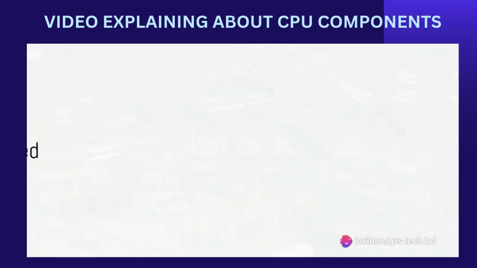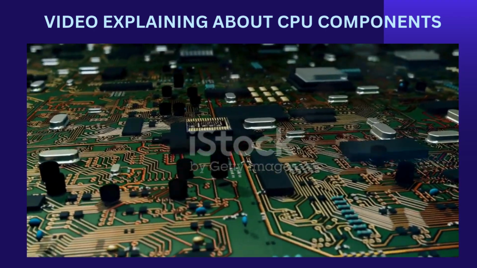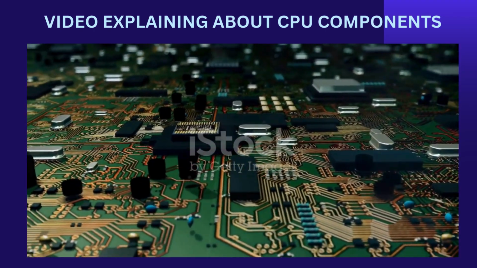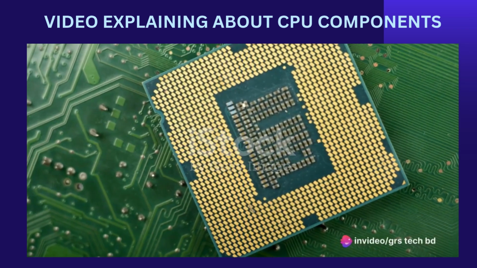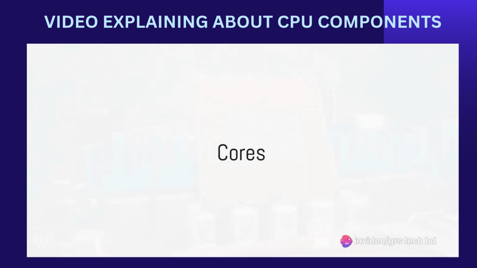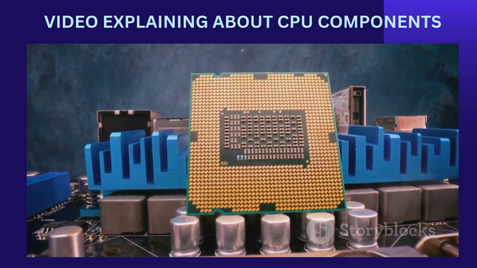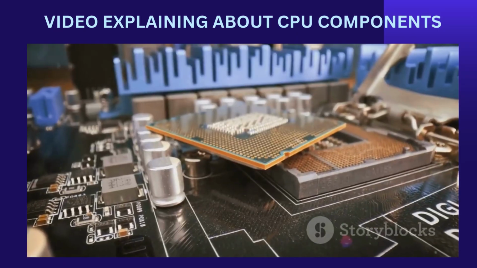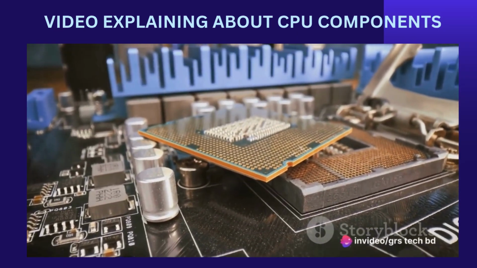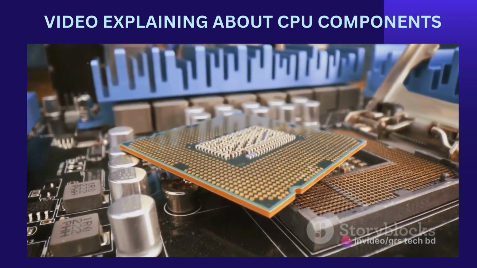Then we have the clock speed. This is measured in gigahertz, and it represents the number of cycles a processor can execute per second. It's like the processor's heartbeat. The faster the heartbeat, the faster the processing. Now, let's talk about cores. A processor can have multiple cores, each capable of handling its own set of tasks simultaneously. This means that a multi-core processor can juggle multiple tasks at once, enhancing multitasking and parallel processing capabilities.